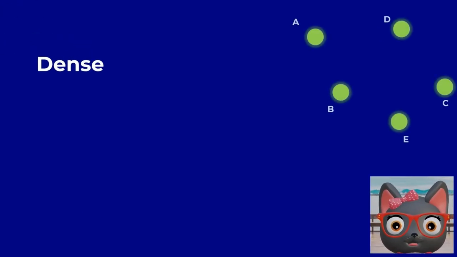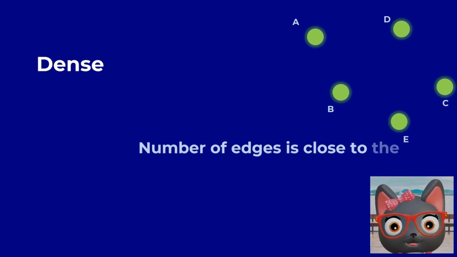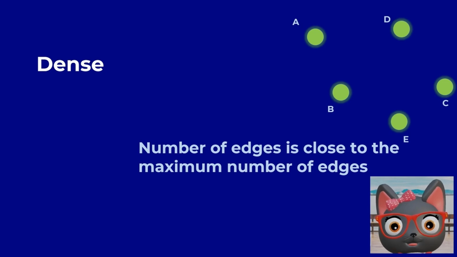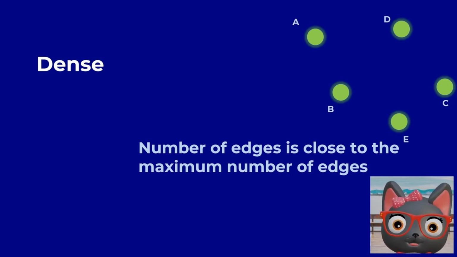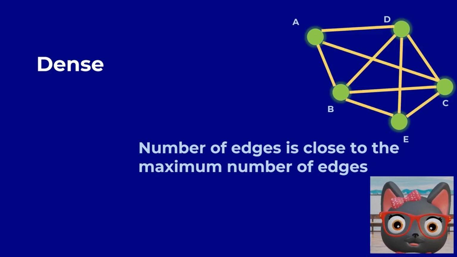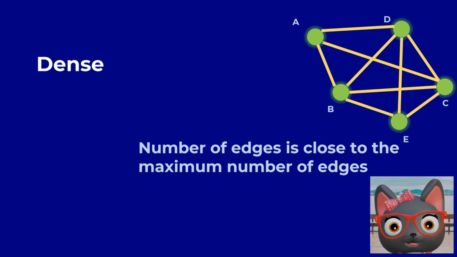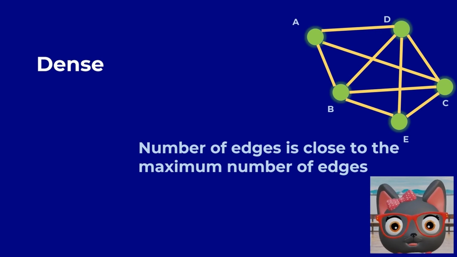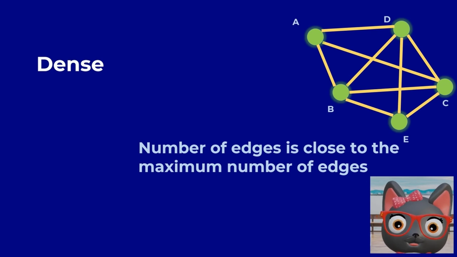A dense graph is when the number of edges is close to the maximum number of edges, or the n-1 times n divided by 2 edges we learned about. In our example graph, if we have 5 vertices, a fully complete graph would have 10 edges. Our graph has 9 edges since it's missing an edge between A and E. Since that's pretty close to the maximum number of edges a simple graph can have, this is an example of a dense graph.